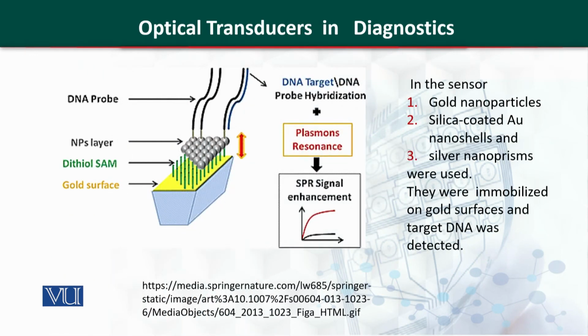This slide will make the concept clear. In this sensor, the gold nanoparticles that are coated with silica, gold nanoparticles and silver nanoprism were used. They were immobilized on the gold surface and target DNA was detected. The gold surface was very helpful for the determination of the target molecule.